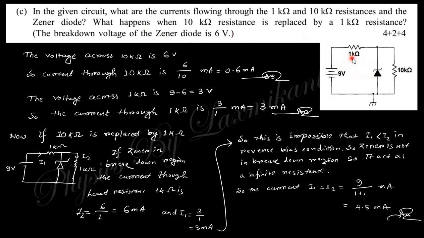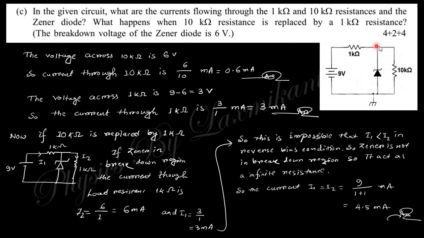At first, with this 1 kilo ohm and this 10 kilo ohm, we first consider the Zener diode in the breakdown region. In the breakdown region, the voltage across the Zener diode is constant, which is 6 volt. Since this is 6 volt and the resistance is 10 kilo ohm, the current through this resistance is 6 by 10, that is 0.6 milliampere.